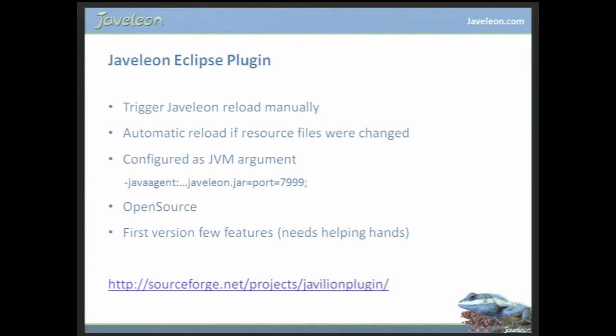To do this, you can configure an additional parameter, the port option, in the Javeleon launch settings. When you do this, Javeleon completely disables automatic reloading. To trigger reloads, you must use a web browser and send a specific request to Javeleon. It's HTTP localhost port/reload. With this request, Javeleon triggers a reload.